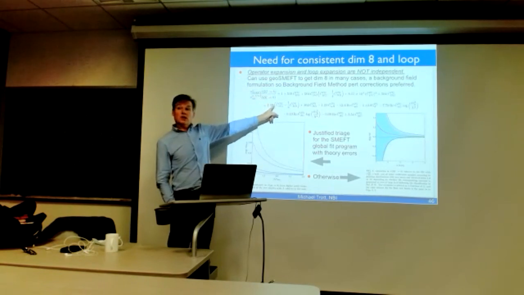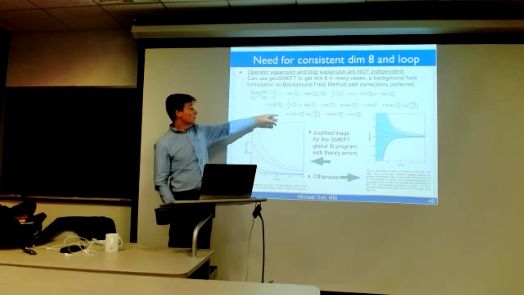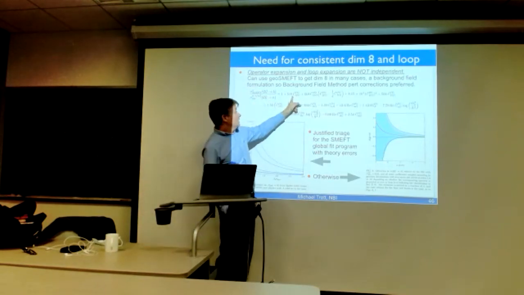Now you can calculate it at dimension 8. And you can also calculate it at loop level, which people also have in their hands. You can get full expressions like this in terms of both dimension 8 and loop corrections to this very important production channel, inclusively at the LHC. So people can calculate this before.